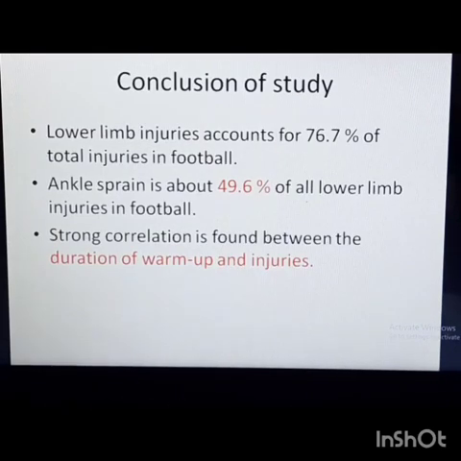There is another study examining lower limb injuries among male amateur soccer players at Sheffield Hallam University, UK. The study was published in 2017 in the Journal of Yoga and Physical Therapy. They concluded that lower limb injury accounts for around 76.7% of total injuries in football. That's a great percentage, and out of them, ankle sprain accounts for around 49.6% of total injuries.